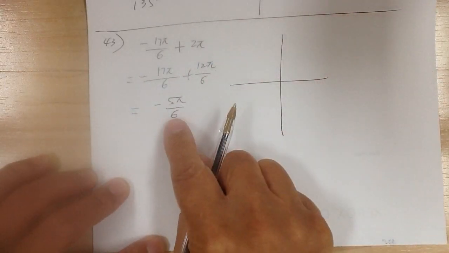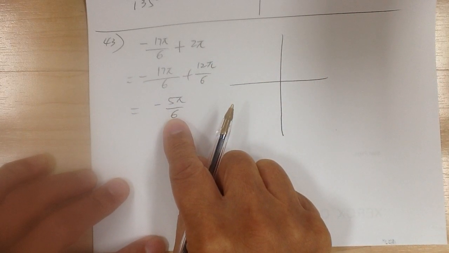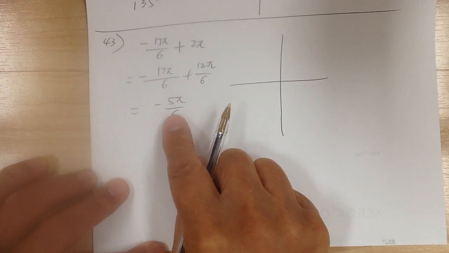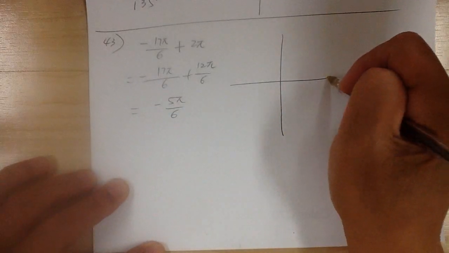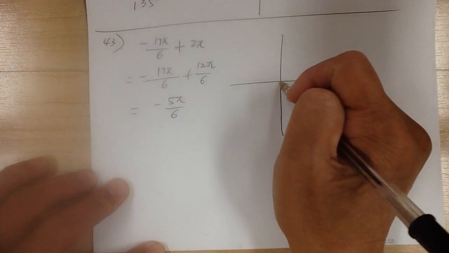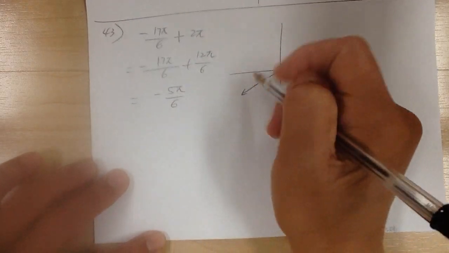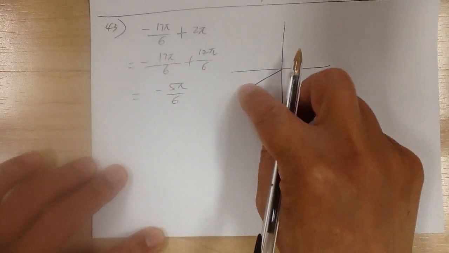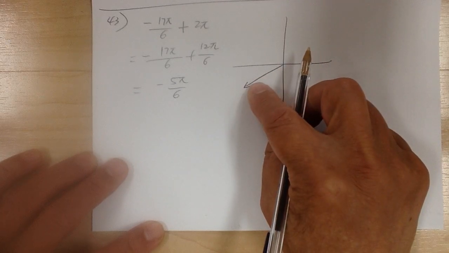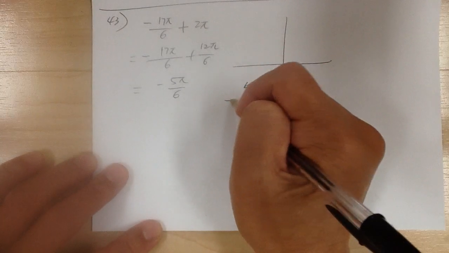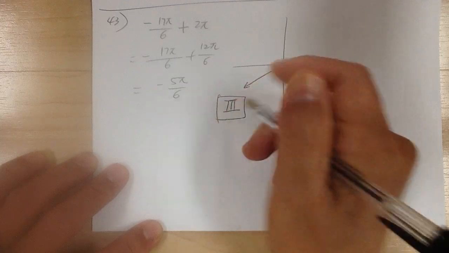Every pi over 6 is one number on the clock. So there are 5 of them. You start at 3 and you go 5, you end up at 8 o'clock. You end up right up here because negative is going this way. So you're going to end up at the 8 o'clock position. So this is quadrant 3.